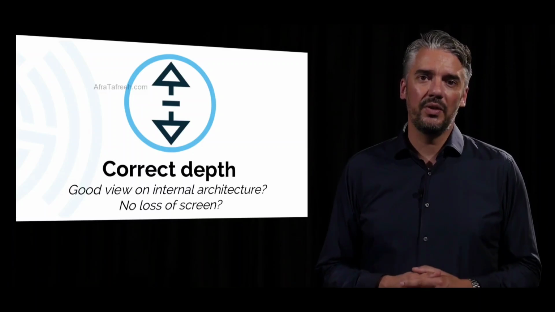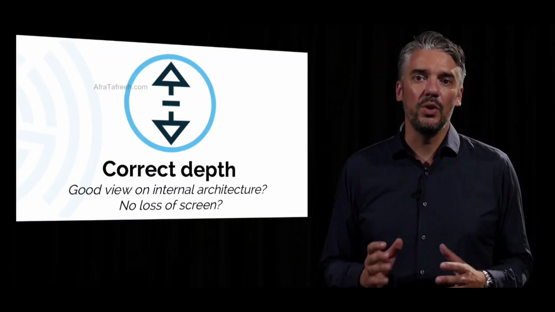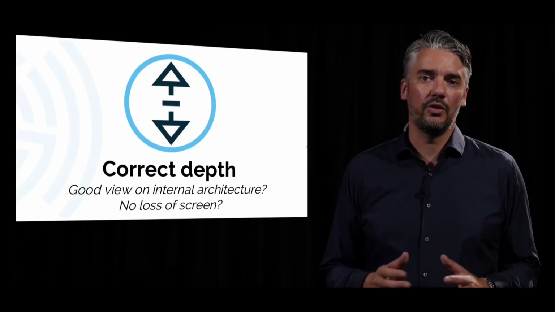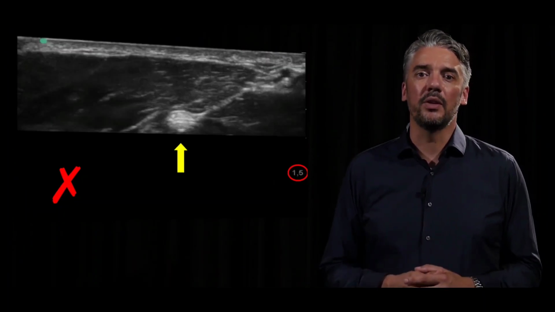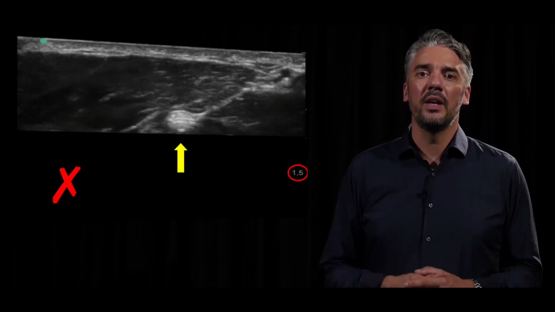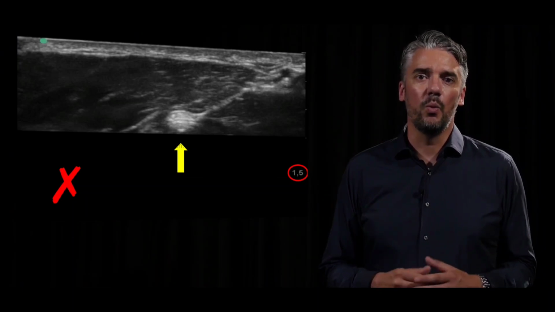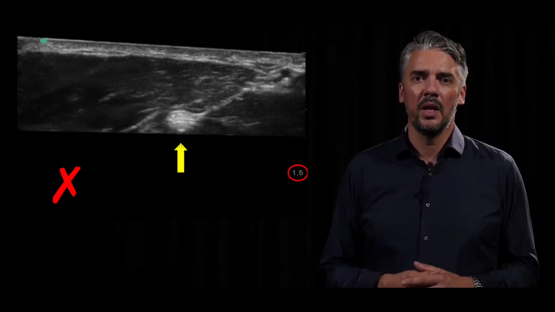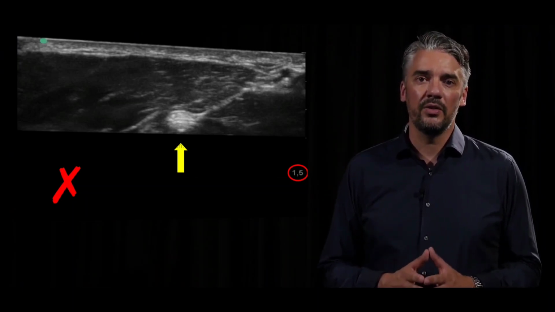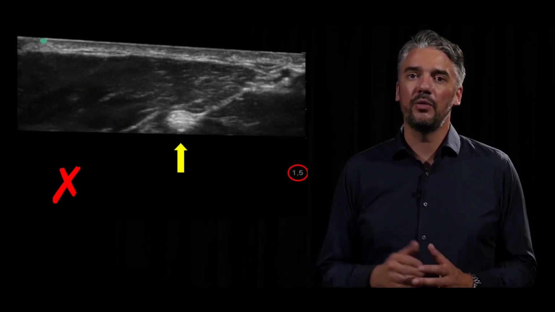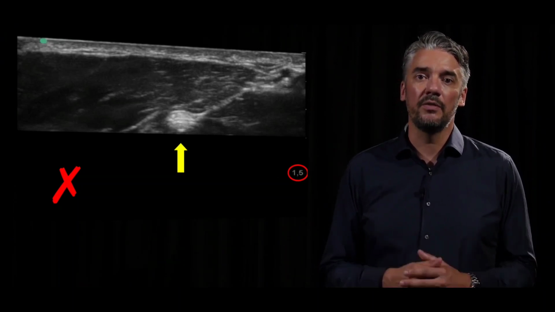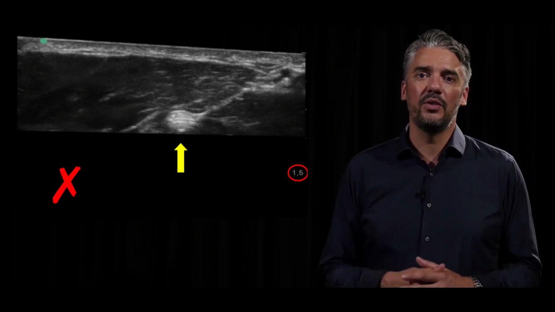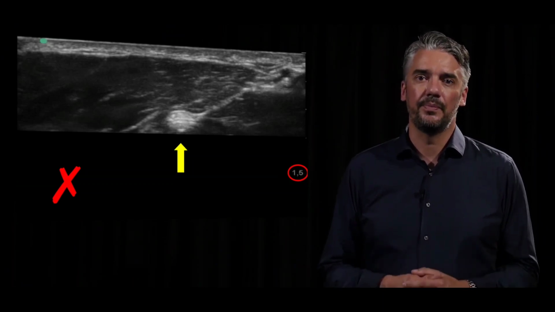The depth should be set at the level that places the region of interest in the majority of the screen. This is an inappropriate image because the region of interest is scanned with a depth of 1.5 centimeters. This results in a region of interest which lies at the bottom of the screen. Everything below the region has been cut off, which results in less visualization of the entire region.